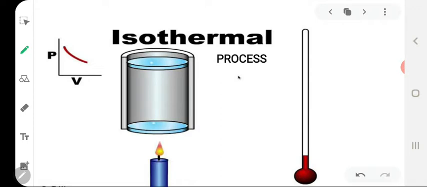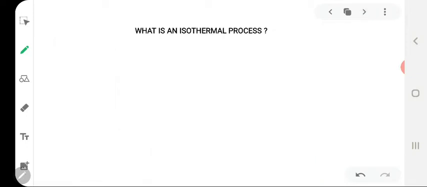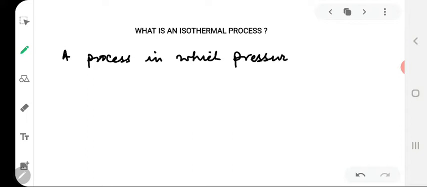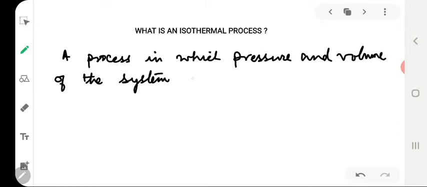Today we will be studying an important thermodynamic process, that is the isothermal process. What is an isothermal process? An isothermal process is one in which pressure and volume of the system change but temperature remains constant.